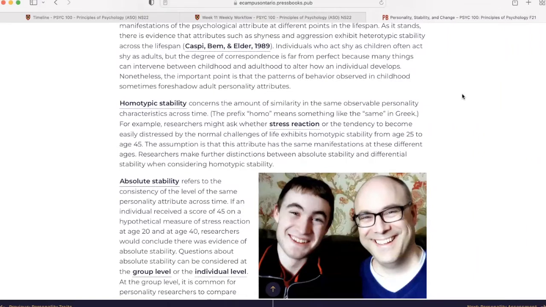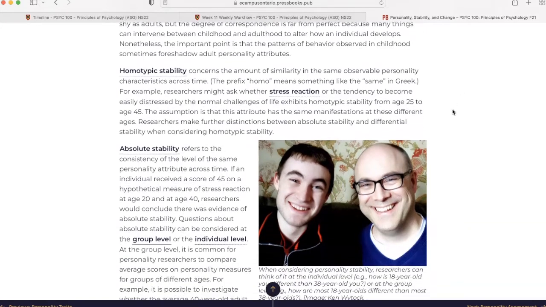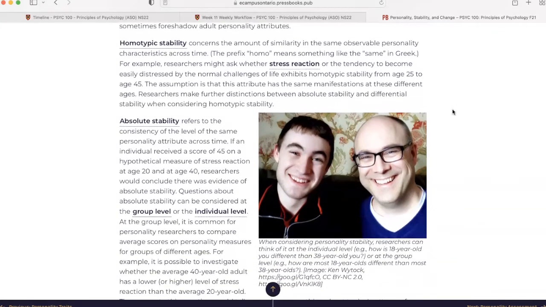Homotypic stability concerns the amount of similarity in the same observable personality characteristic across time. The prefix homo means something like "the same" in Greek. For example, researchers might ask whether stress reaction, or the tendency to become easily distressed by the normal challenges of life, exhibits homotypic stability from age 25 to age 45.